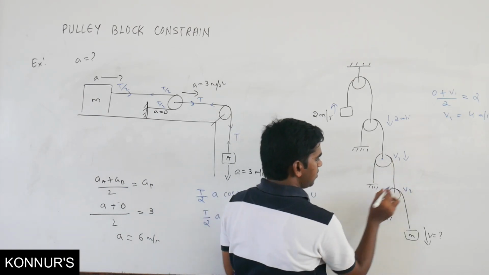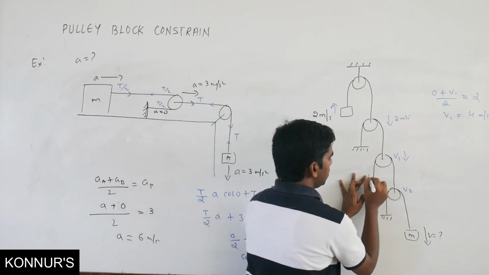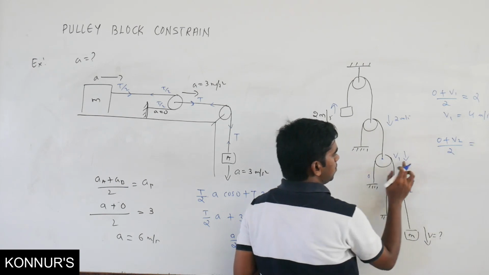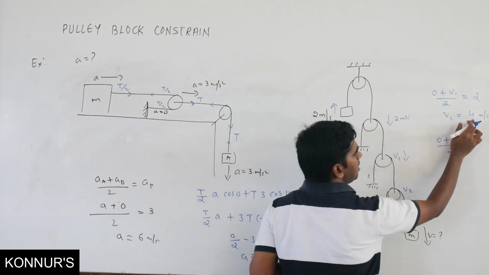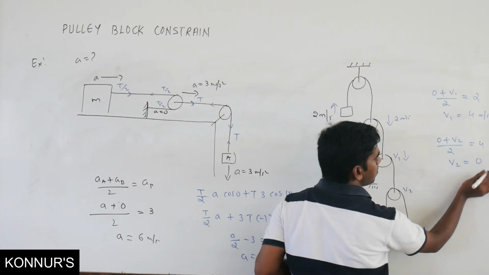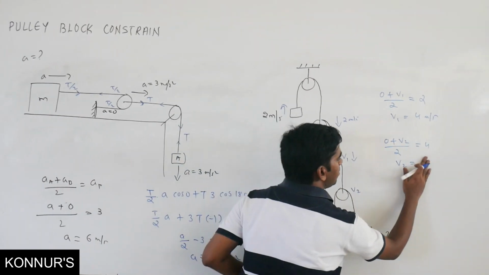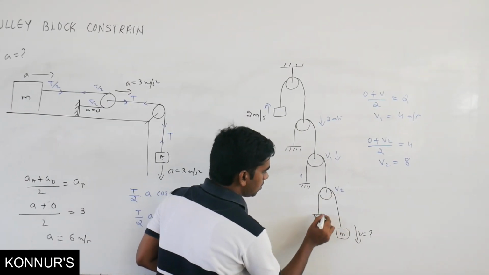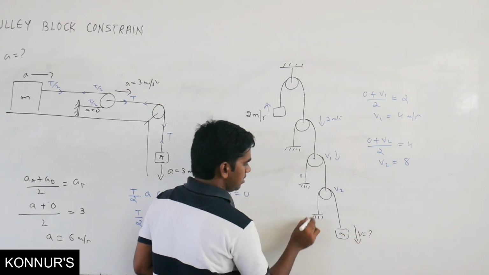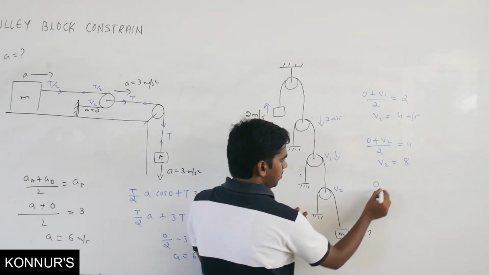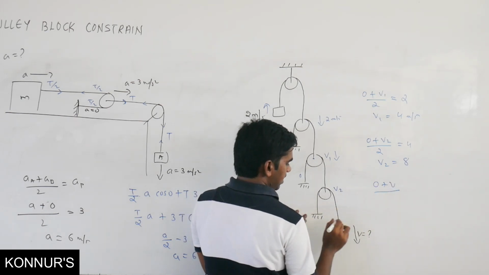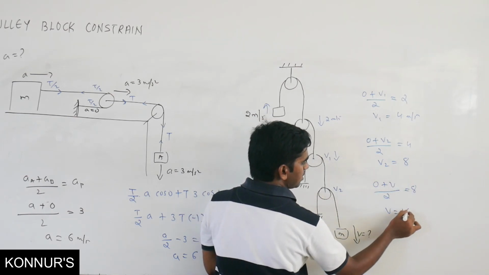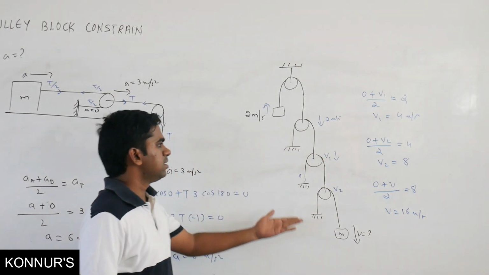Now take this as V2 and apply to this system. Here it is 0 plus V2 divided by 2 equals V1, the pulley velocity. V1 is 4, so V2 is not 0, it will become 8. So now V2 becomes 8. Apply it here, and take this as V. 0 plus V divided by 2 equals V2, which is 8. So V will become 16 meter per second. This is how we can get it.